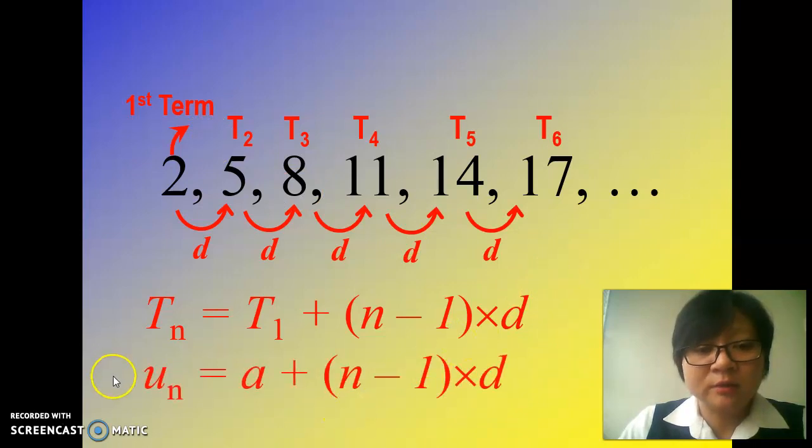Here's another formula with different symbols like this one. They are the same. The nth term is the un and the first term is a. They are the same, but I'm going to use this one.